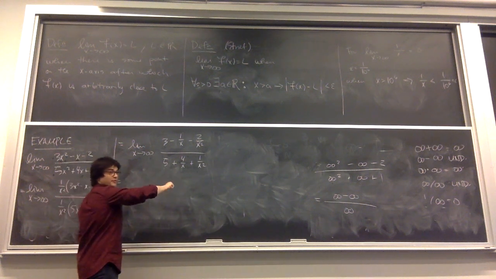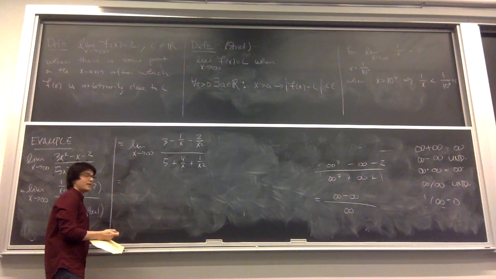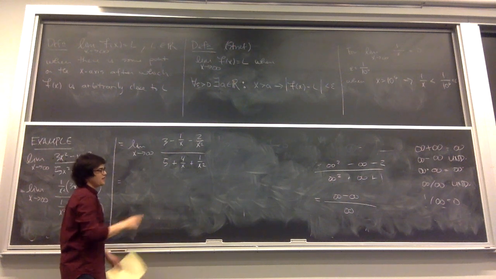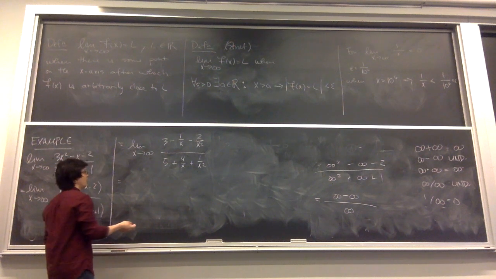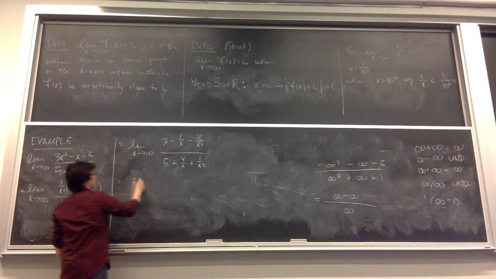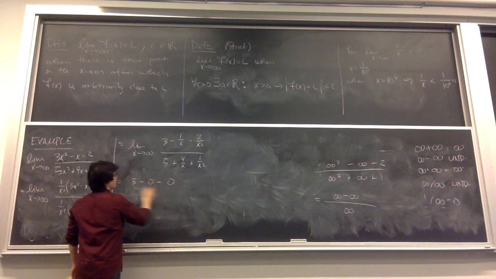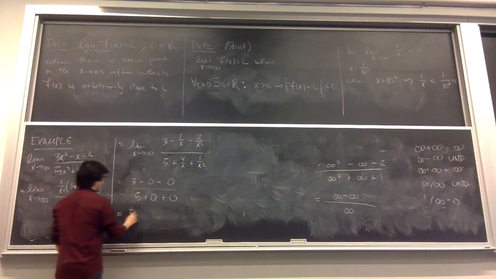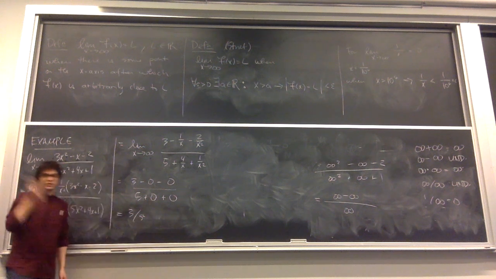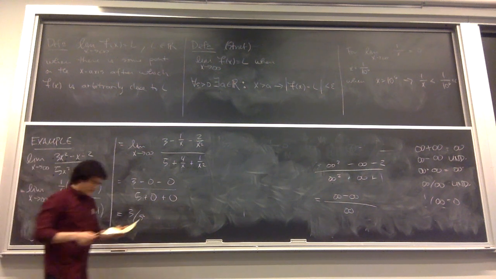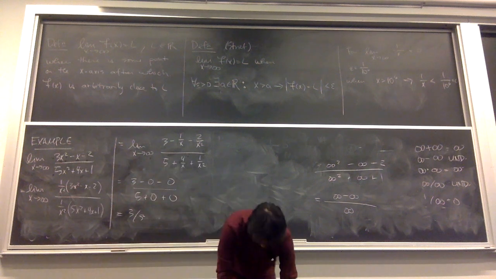Remember those, because if you ever get tempted to try to resolve the limit and you say something like infinity minus infinity is 0, you're wrong. So we get 3 minus 0 over 5 plus 0 plus 0. So in the end, 3/5, which is what I predicted from the very beginning using my intuition.